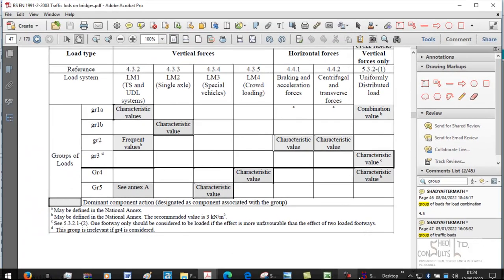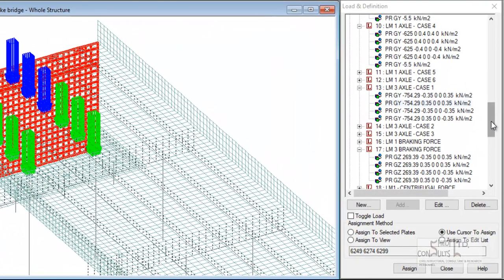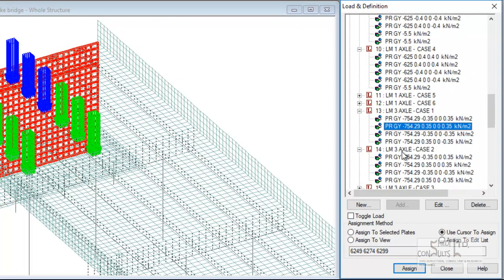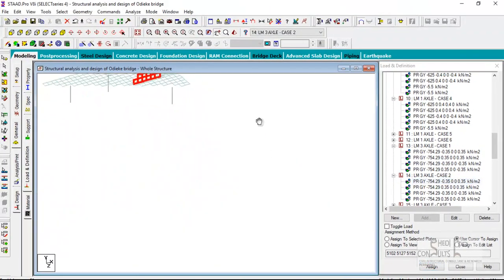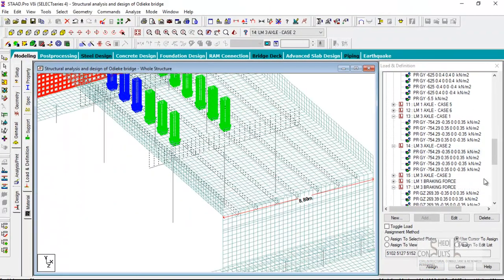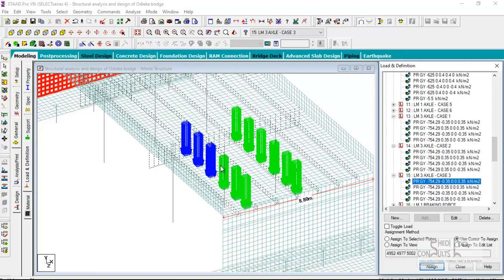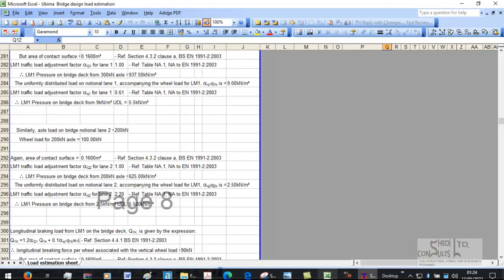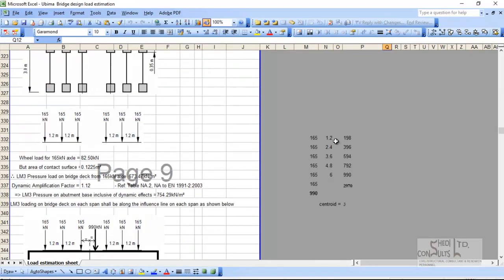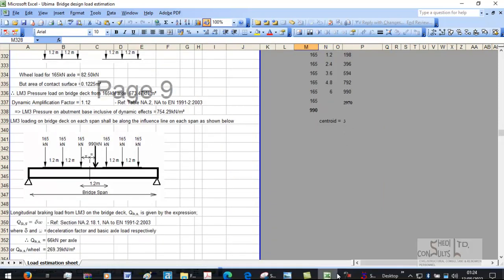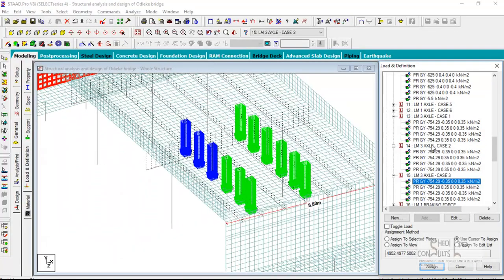So that's load model 3 case 1, and then you have load model 3 case 2 when you have it on the other span, and case 3 where you have it on the third span. These are derived correctly and along the influence line. Calculations were done to compute the location of the influence line, and this influence line formed the basis of application of these wheel loads.